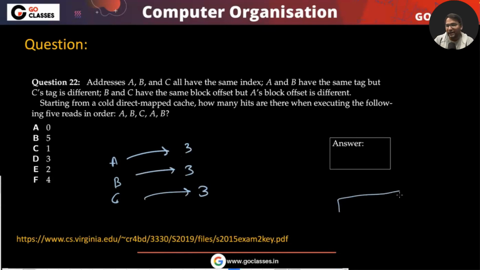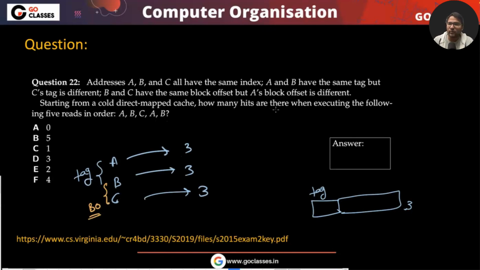Okay, so in line number 3 there will be a tag, right? So A and B are even sharing the same tag. So the tag is the same here, and C's tag is different. Okay, B and C have the same block offset. Actually, the block offset won't matter much, but yes, they have the same block offset. But A's block offset is different.